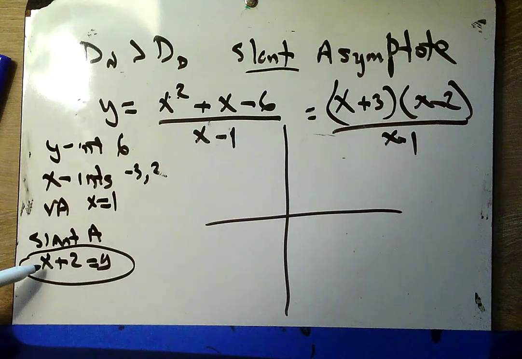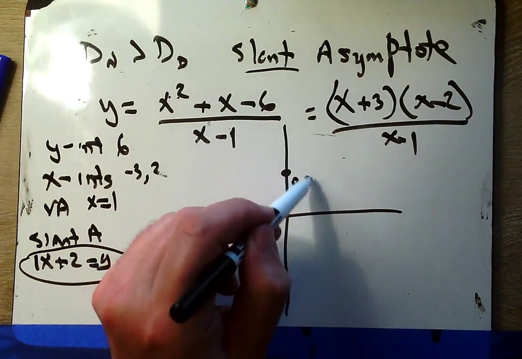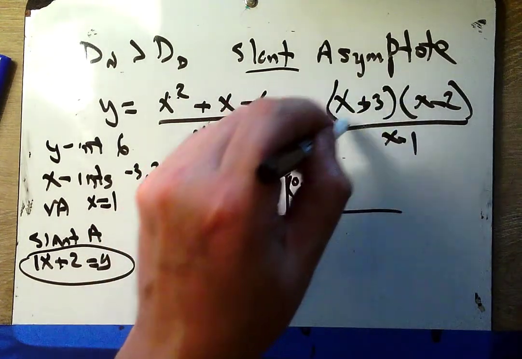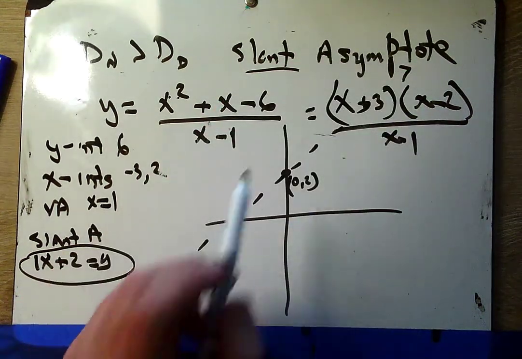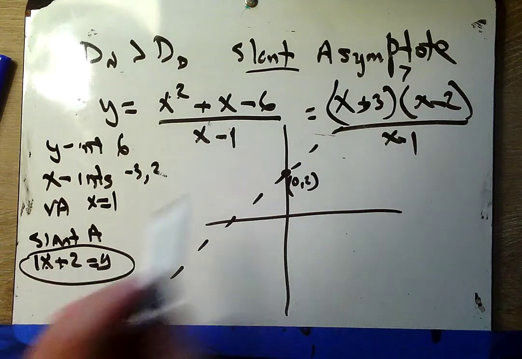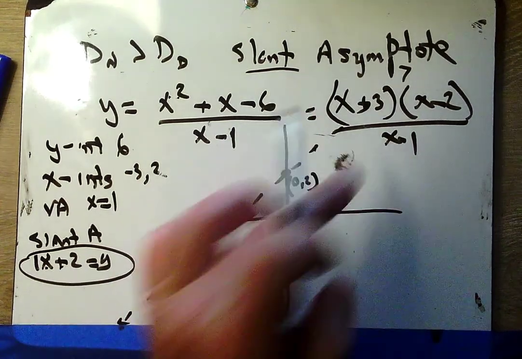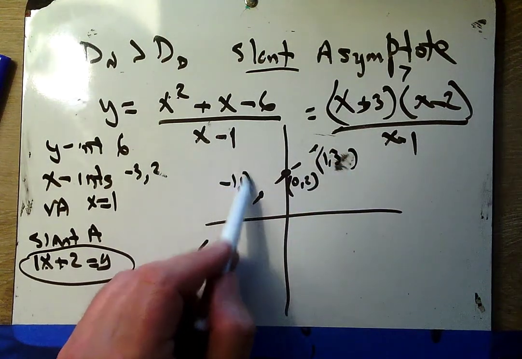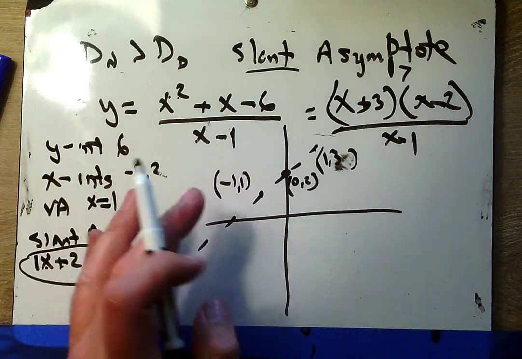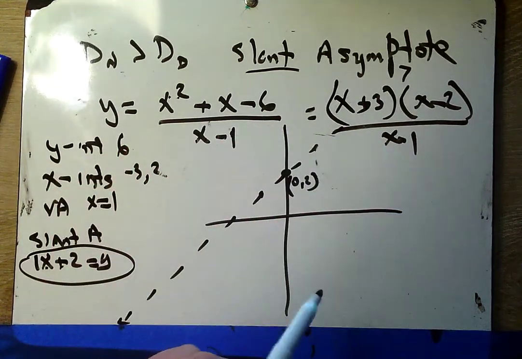So y equals x plus 2. The slope is 1. The y-intercept is 2. So (0, 2) and a slope of 1. Now, I'm just eyeballing it. You could certainly plug a 1 in here and get the point (1, 3). And you could get (-1, 1). But I really don't want to go there because really these are supposed to be fast graphs.